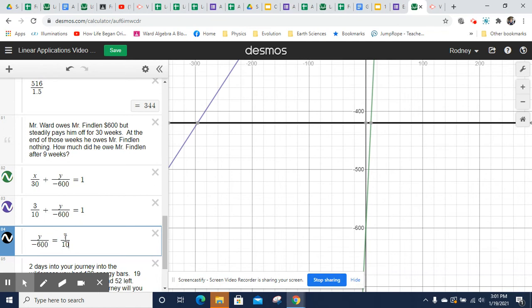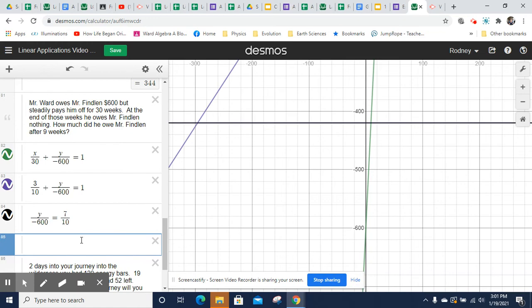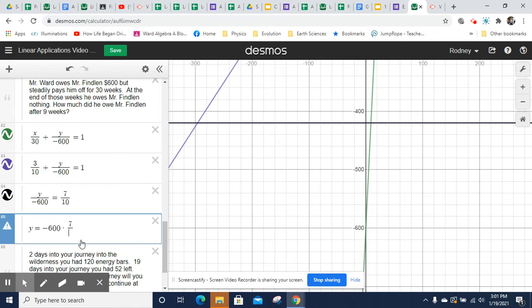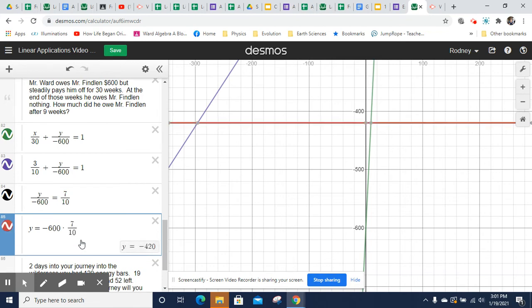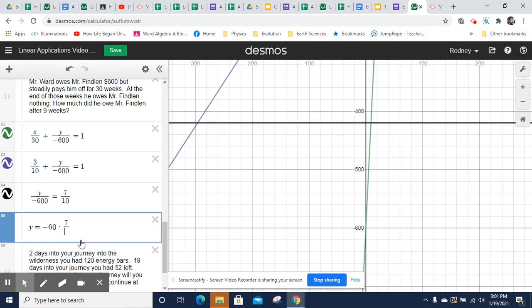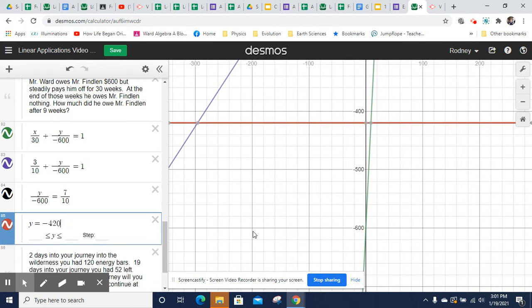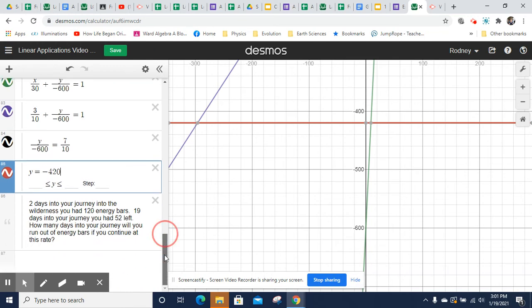Now, I just multiply both sides by negative 600, and I end up with y equals negative 600 times 7 all over 10. We can cancel out a 10 from there and there. And now it's just negative 60 times 7, which is negative 420. So after 9 weeks, I would owe Mr. Finland $420.